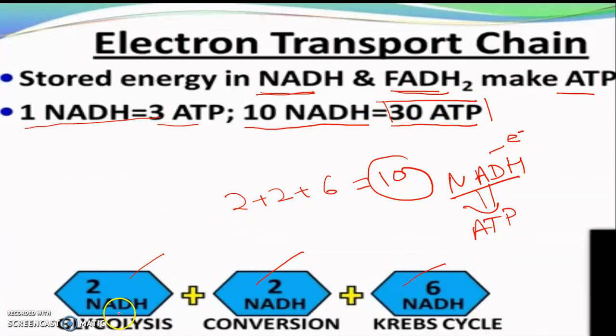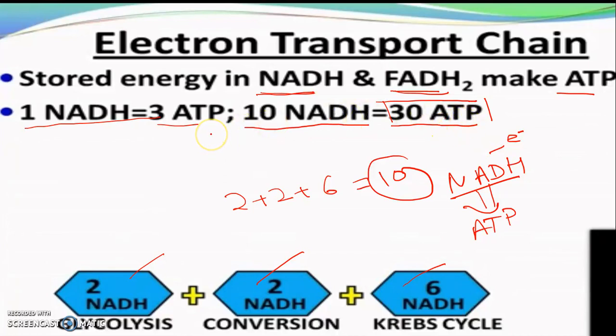So I repeat that again. In glycolysis, 2 NADH were produced, in the conversion 2 NADH, and in the Krebs cycle 6 NADH were produced. So in total there are 10, and they enter the electron transport chain, where they are converted into ATP. There are 10 NADH and 1 NADH produces 3 ATP. In total it's going to produce 30 ATP.